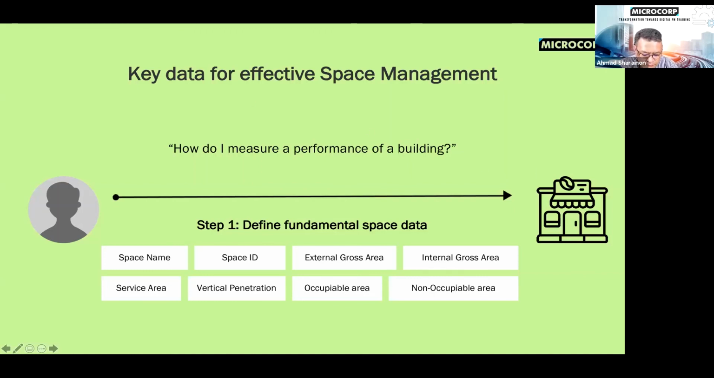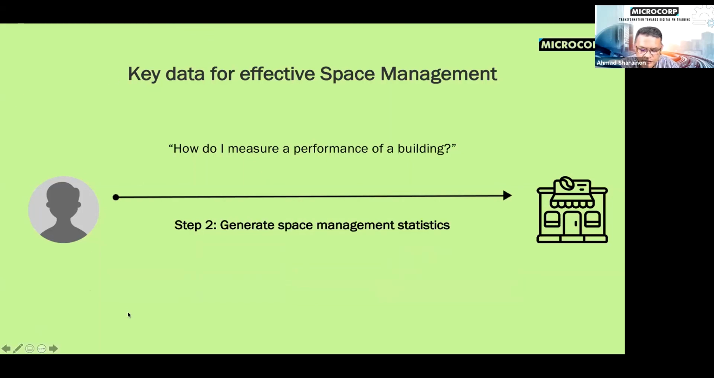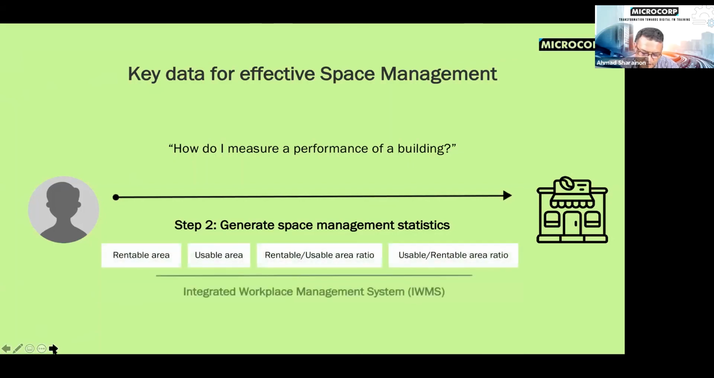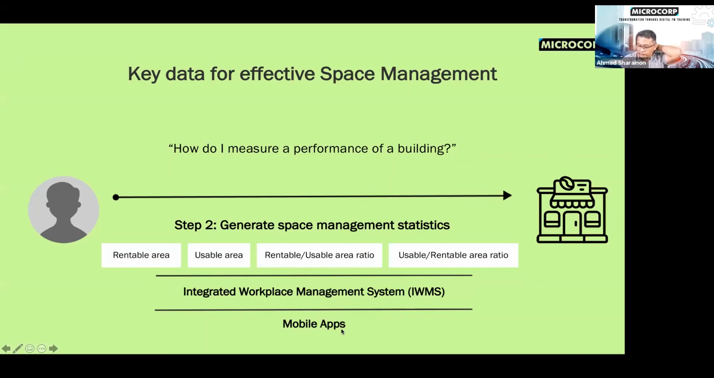Okay, I think it's almost 9. Any questions? To talk about space management, we are at the fundamental matters: space data, space names, how to calculate, and how to generate space management statistics. Later on these statistics can be used for your activity towards an integrated workplace management system. And from there, maybe you can start utilizing mobile apps, creating another mobile app for your space survey or for your audits of the spaces.